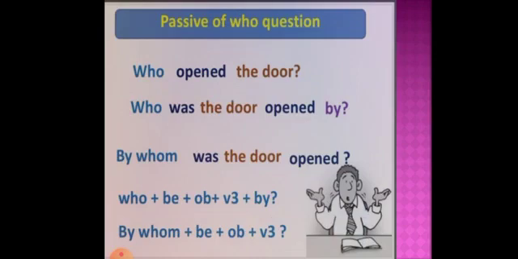Passive of who questions. Who opened the door? Who was the door opened by? By whom was the door opened? Formula will be who plus be plus object plus V3 plus by. By whom plus be plus object plus V3. In this way, we can change who question into two ways into passive voice.